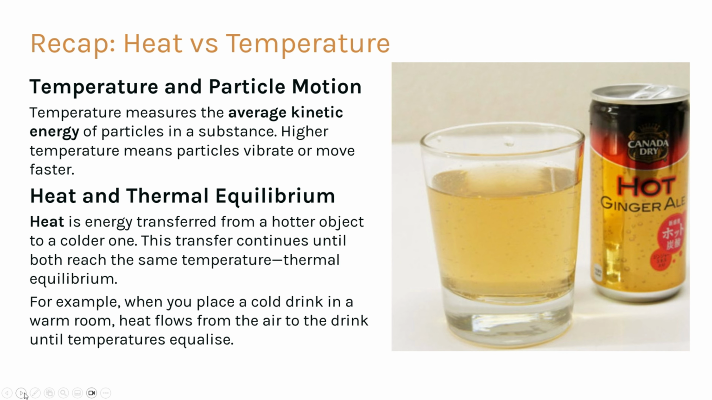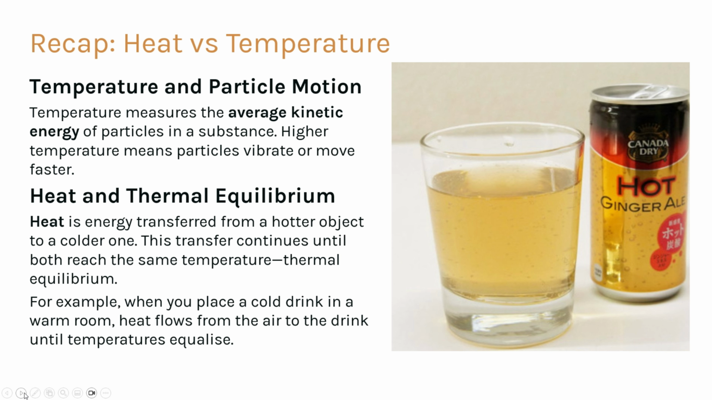Heat is different. Heat is energy that is transferred from a hotter object to a colder object. This transfer continues until both objects reach the same temperature. When that happens, we say the objects are in thermal equilibrium. For example, if you place a cold drink in a warm room, heat flows from the surrounding air into the drink until their temperatures equalize. So remember, temperature tells us about particle motion. Heat tells us about energy transfer.